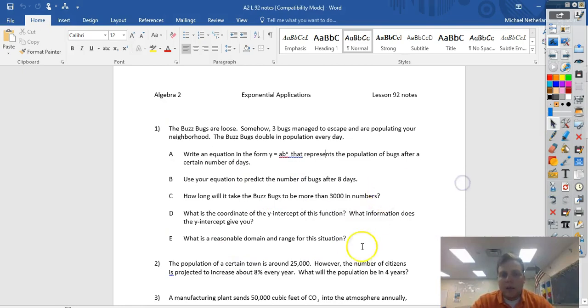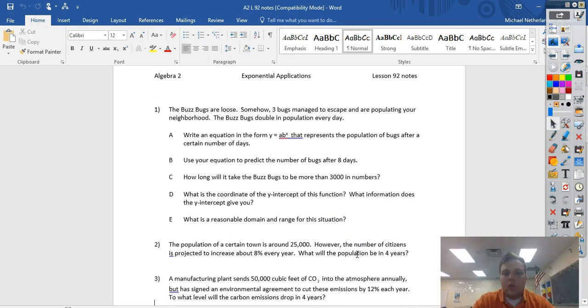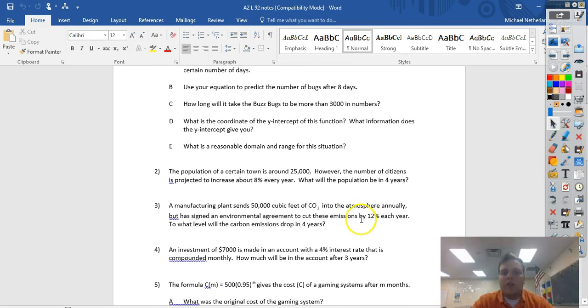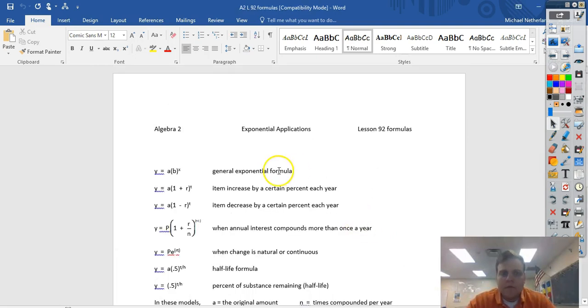Okay, next example. The population of a certain town is around 25,000. However, the number of citizens is projected to increase about 8% every year. What will be the population in 4 years? Here's where I suggest using the formula page. So let's look at the formula page. So, you see, guys, see this one? Item increased by a certain percent each year.